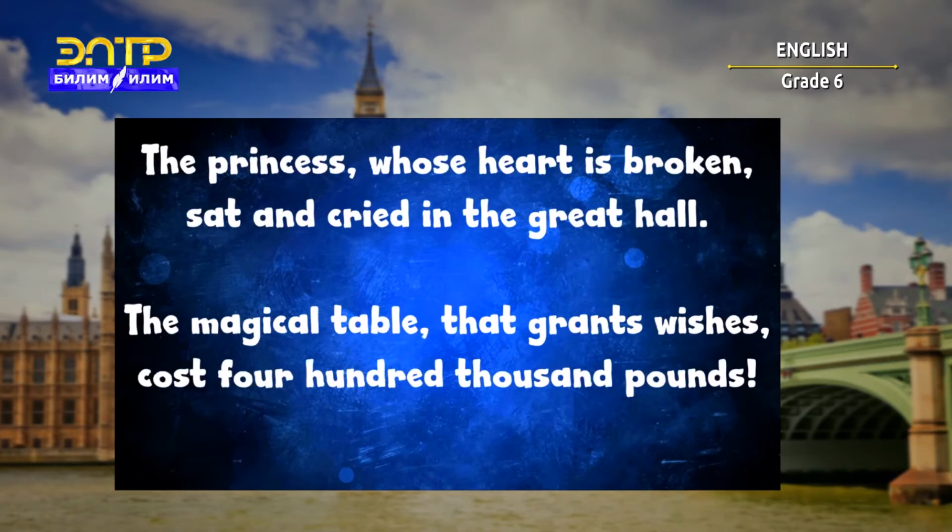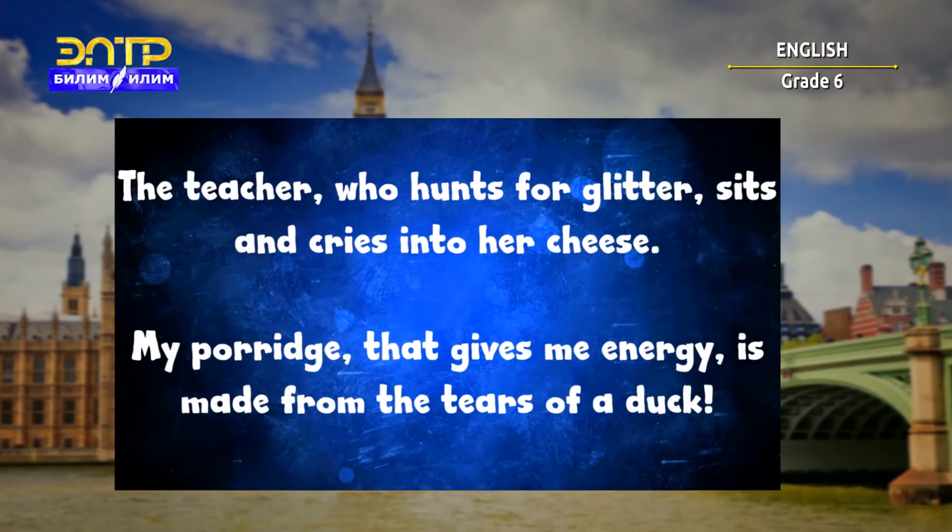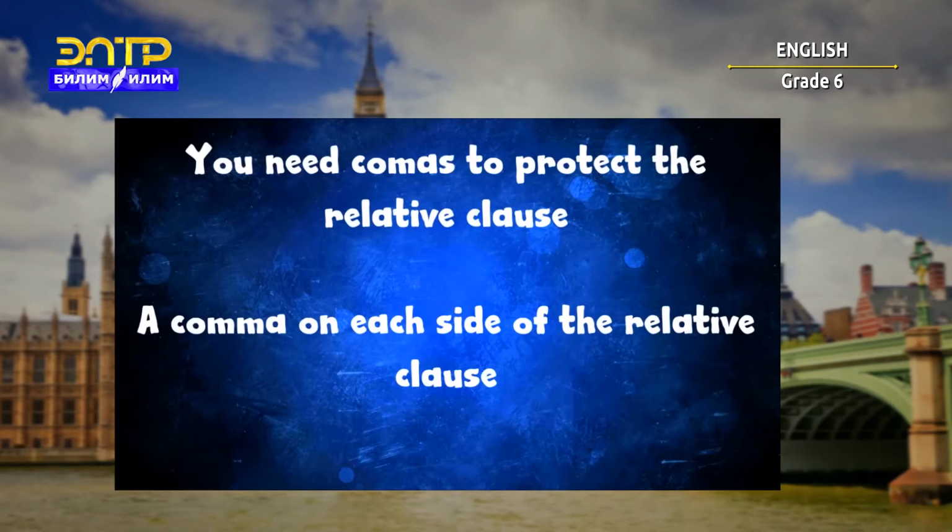Relative clauses give us extra information. Relative clauses tell us about the noun. Relative clauses use a relative pronoun. Who, whose, that, which. A princess whose heart is broken sat and cried in the great hall. The magical table that grants wishes cost £400,000. The teacher who hunts for glitter, sits and cries into her cheese. My porridge that gives me energy is made from the tears of a duck. You need commas to protect the relative clause. A comma on each side of the relative clause.